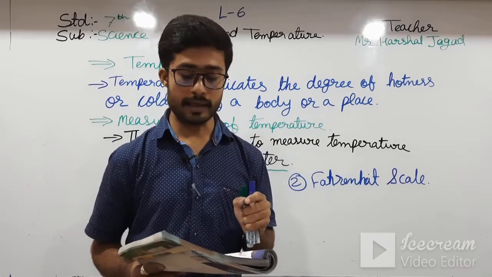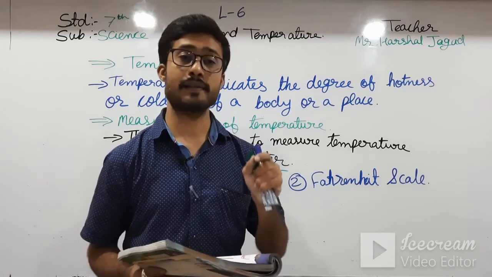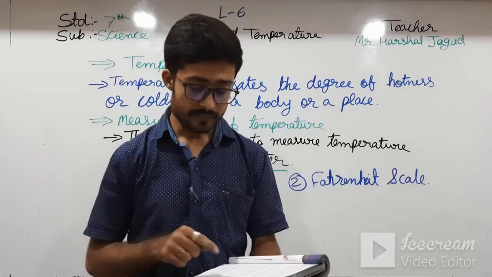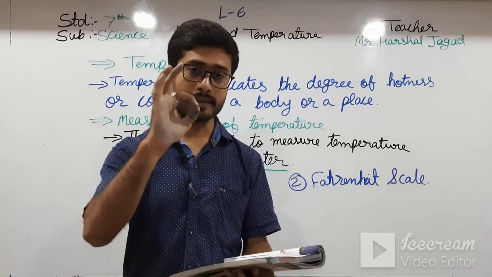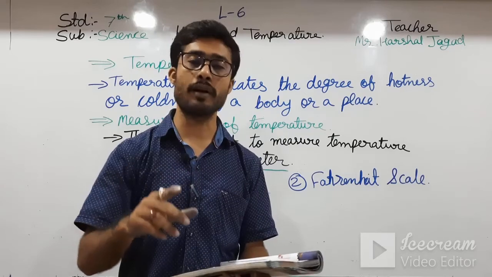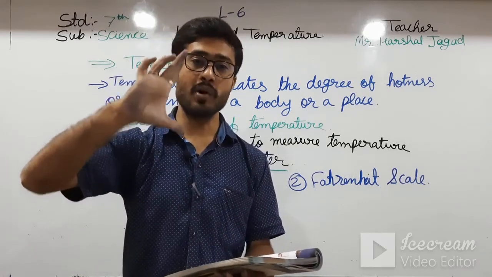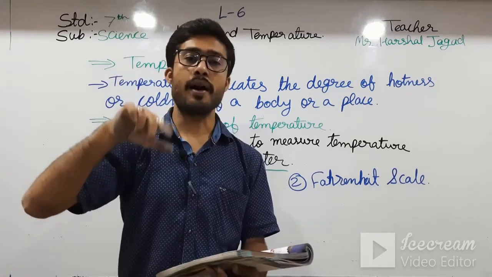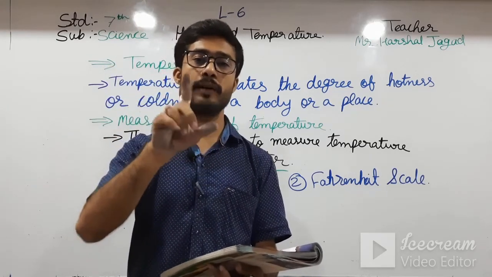Figure 6.1a shows a thermometer with Celsius scale. See here, the melting point of ice is 0 degree Celsius and the boiling point of water is 100 degree Celsius. So, in between from 0 to 100 there are 100 degrees. Each mark is taken as 1 degree.